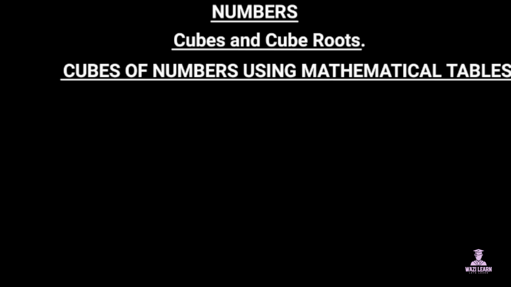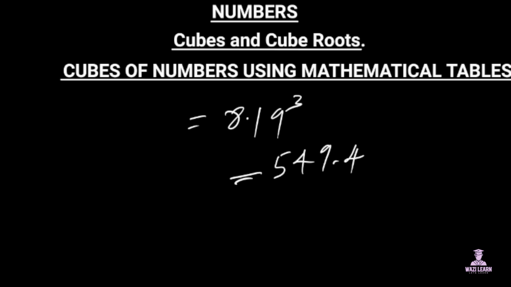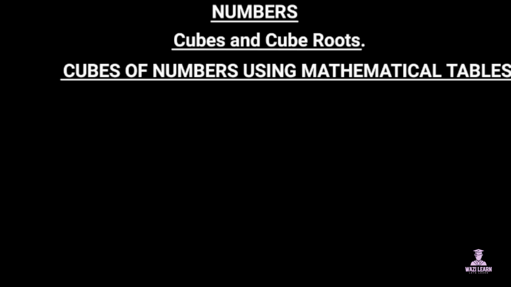So let's say we want to find the cube of 8.19. So the first two significant figures here are 8.1. So under x you'll go to where 8.1 is, and then you move across to where it intersects with 9. So under 8.1, it intersects with 9 at 549.4. So that is our answer, which is the cube of 8.19.